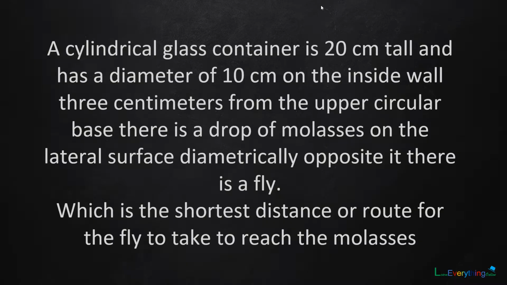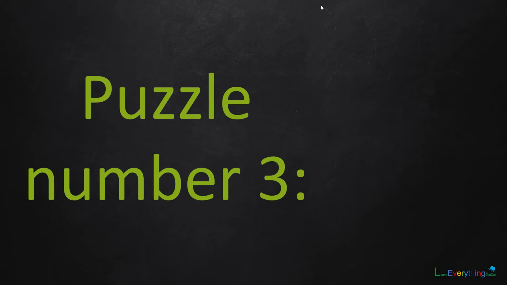Puzzle number 2. A cylindrical glass container is 20 cm tall and has a diameter of 10 cm on the inside wall. 3 cm from the upper circular base, there is a drop of molasses on the lateral surface. On the diametrically opposite side, there is a fly. Which is the shortest distance or route for the fly to take to reach the molasses?